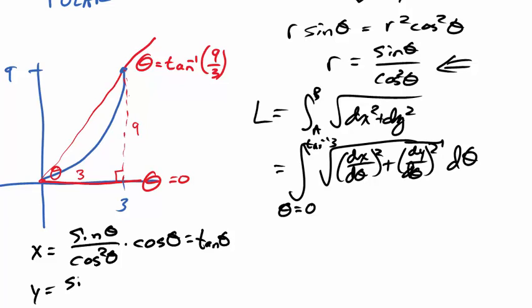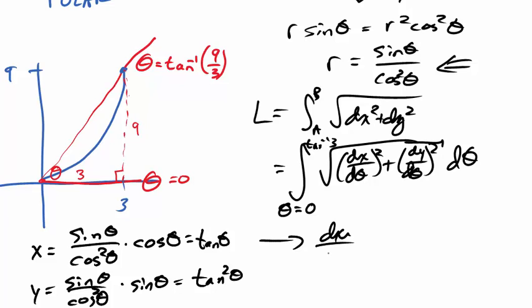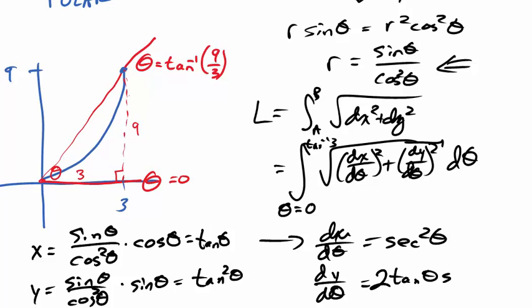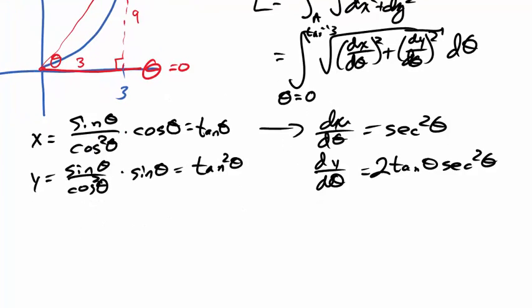X equals r cosine, which in this case just simplifies down to a tangent. Y is r sine of theta, which is sine over cosine squared times sine of theta, which becomes a tangent squared, which tells me dx d theta is just secant squared from the tangent, and dy d theta is, from chain rule, 2 tangent secant squared.